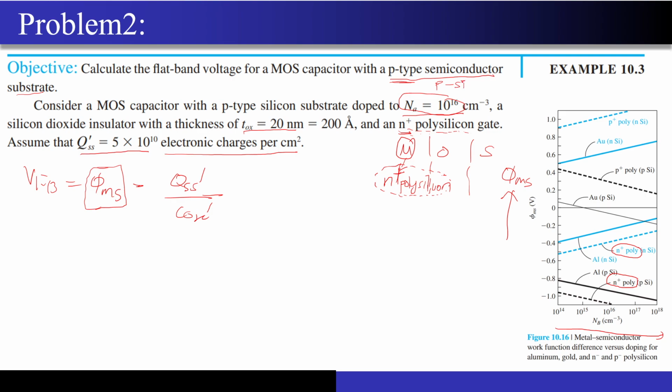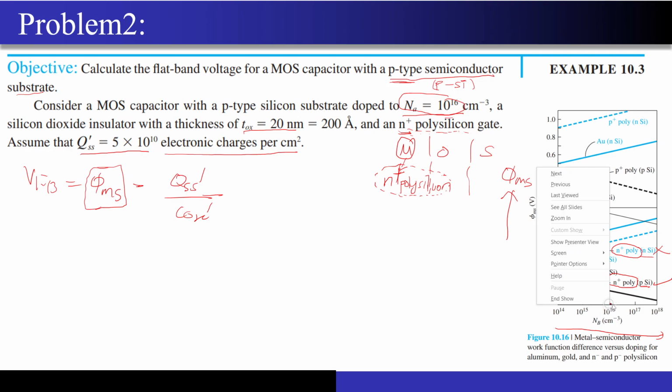So now I have to see a graph which has this combination: N plus polysilicon and P-type substrate. So this is an N-type substrate, so this is not of interest to me. This is N plus polysilicon and the semiconductor material is P-type silicon, right? So this is of interest to me. Now at a doping concentration of 10 to the power 16, this is the point that I want to highlight.